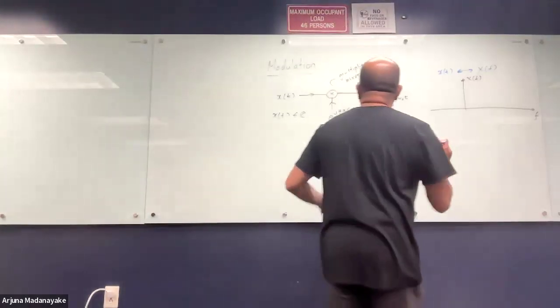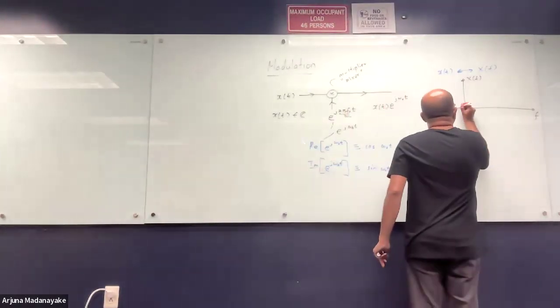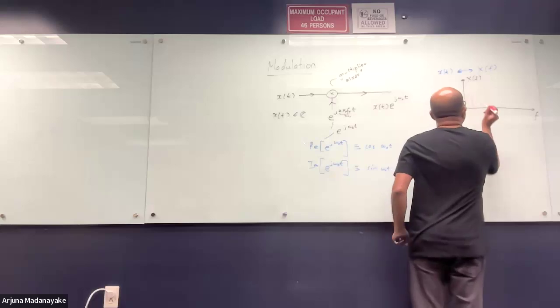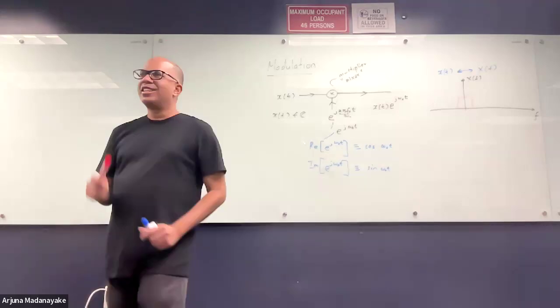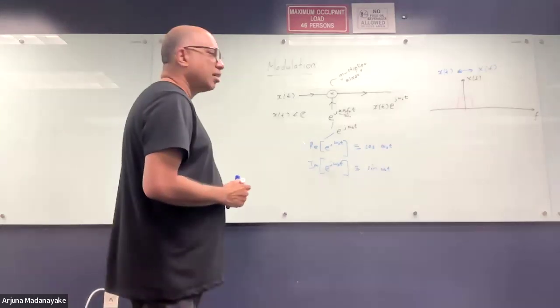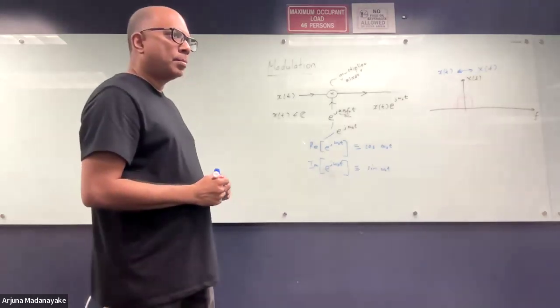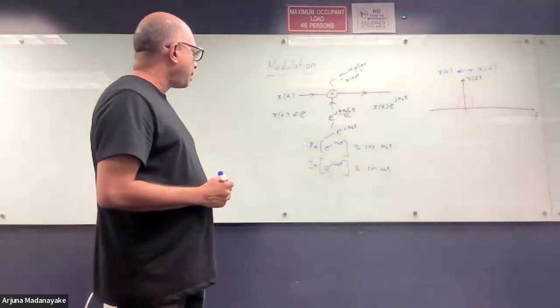So let's say that the spectrum of x of t is like so. This 2 is faked. I have a quick question. What is REF IM?